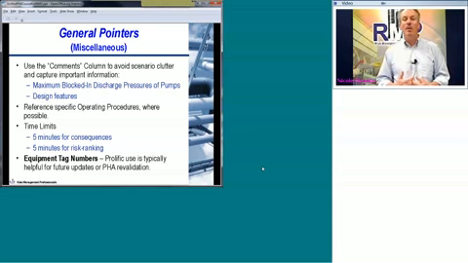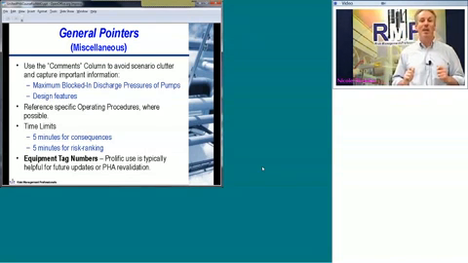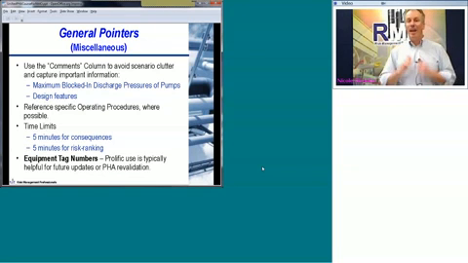And also, I can't say this enough, prolific use of equipment tag numbers. Make it as specific as possible so somebody can pick that documentation up 5 years later and go through and make sure they can understand the scenario and understand it enough to make any corrective actions necessary.